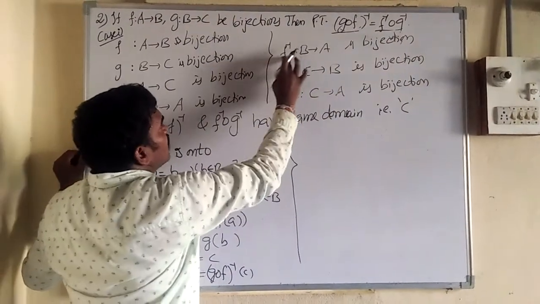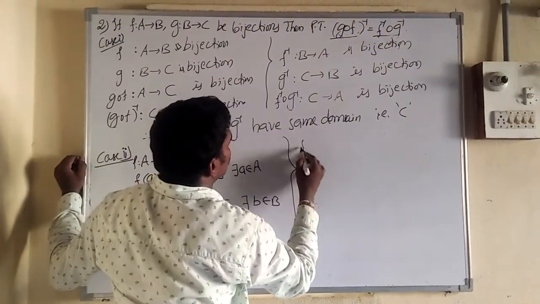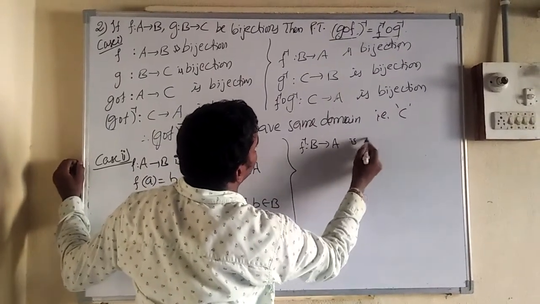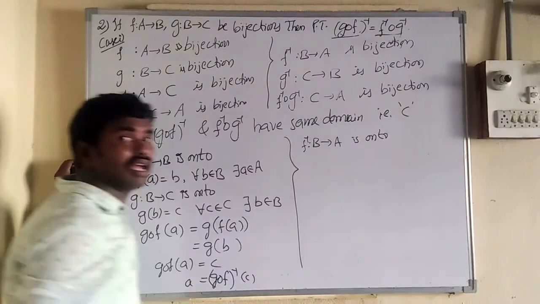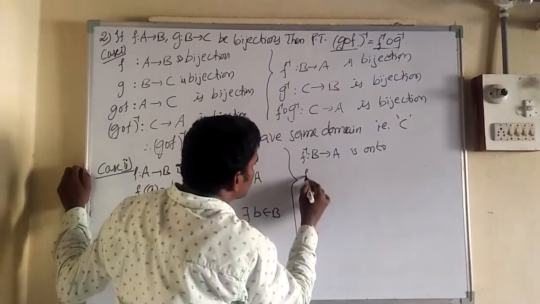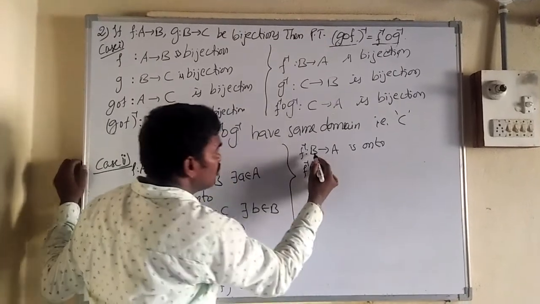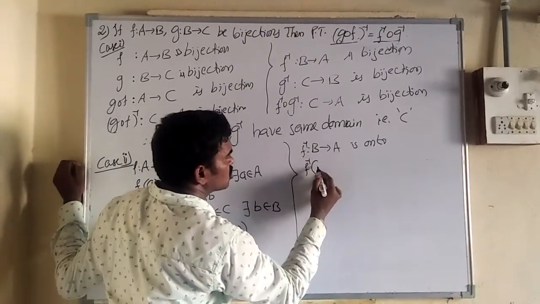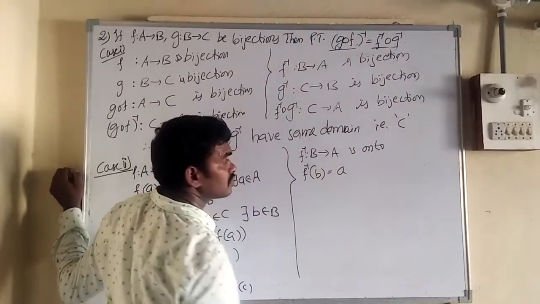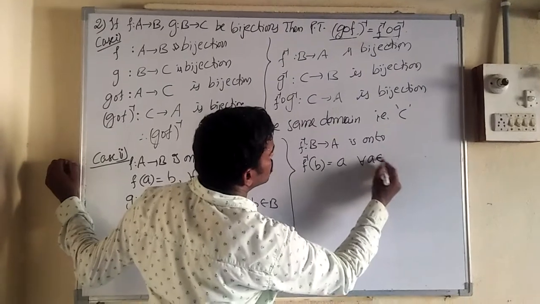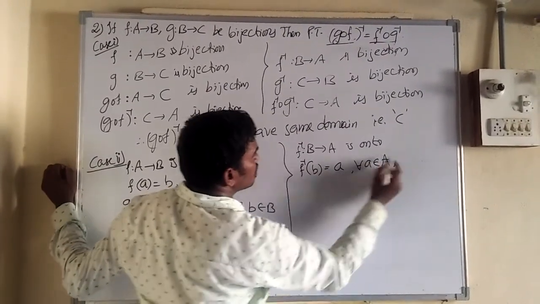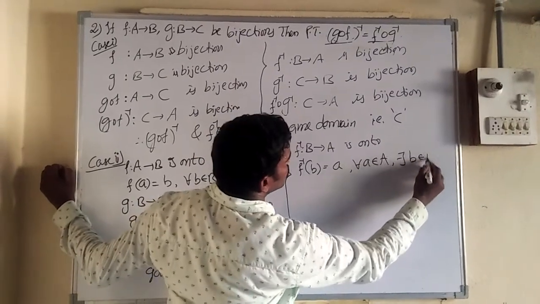What is the first one? F inverse, B to A, is a bijection. So on that I am taking F inverse, B to A, onto. Here I am taking only the second, onto, definition. Next, the definition becomes what? F inverse function: an element in capital B, F inverse of small b is equal to small a, for all b belongs to capital B, there exists small a belongs to capital A.